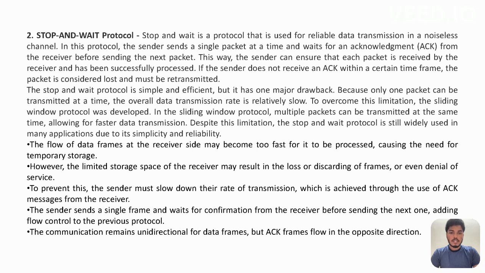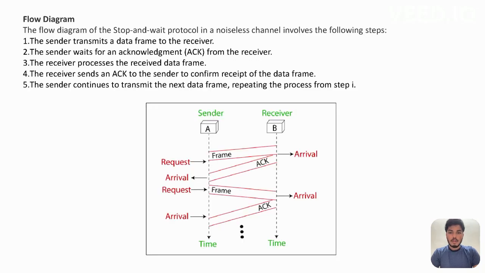The flow of data frames at the receiver side may become too fast for it to be processed, causing the need for temporary storage. However, the limited storage space of the receiver may result in the loss or discarding of frames, even denial of service. To prevent this, the sender must slow down the rate of transmission, which is achieved through the use of acknowledgement messages from the receiver. The sender sends a single frame and waits for confirmation from the receiver before sending the next one, adding flow control to the previous protocol. Flow diagram.